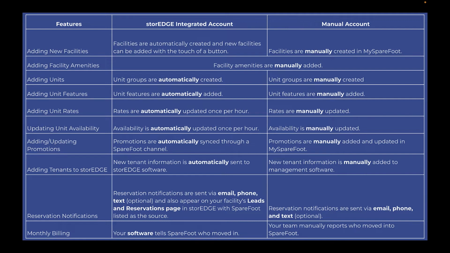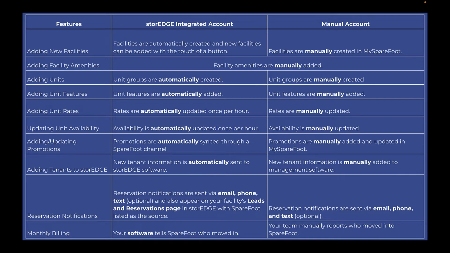Having a manual account, facilities, amenities, unit groups, unit features, rates, availability, promotions, new tenants, and reconciliation were all a manual process to maintain in your account.